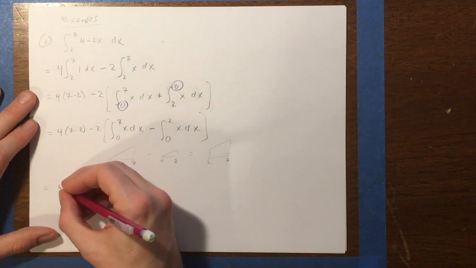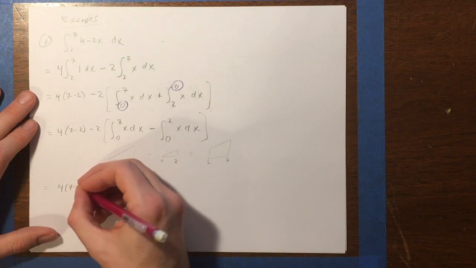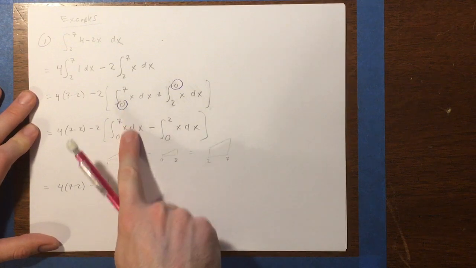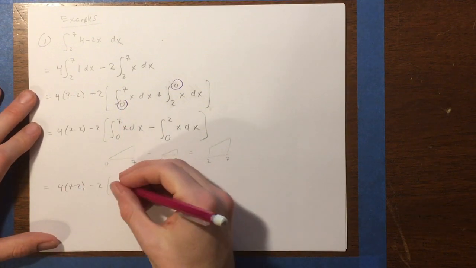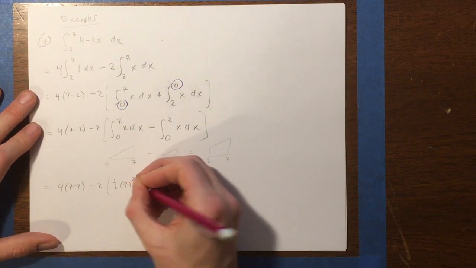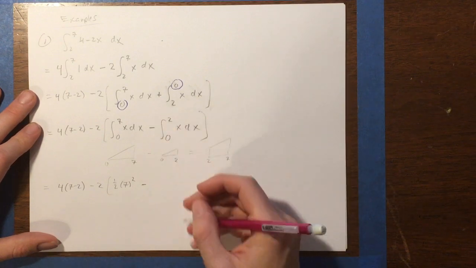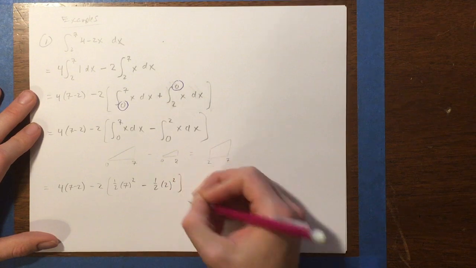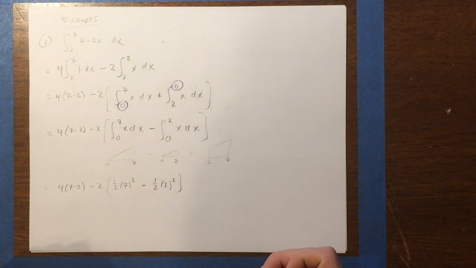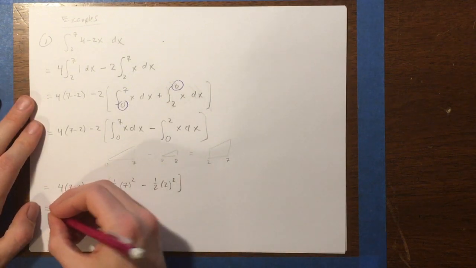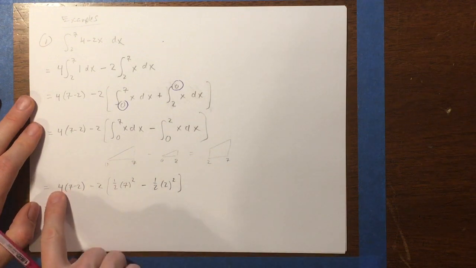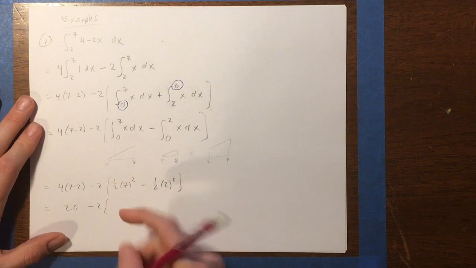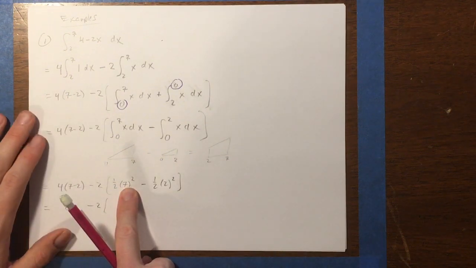So what we're going to get here is 4 times 7 minus 2, minus 2 times the area of the triangle of length 7, which is 1/2 times 7 squared, and then minus the area of the smaller triangle, which is 1/2 times 2 squared. Just checking my notes to make sure I haven't made a mistake yet. And it looks pretty good. So this here is going to be 4 times 5, so that's 20. And then here we're going to have a half of 49.